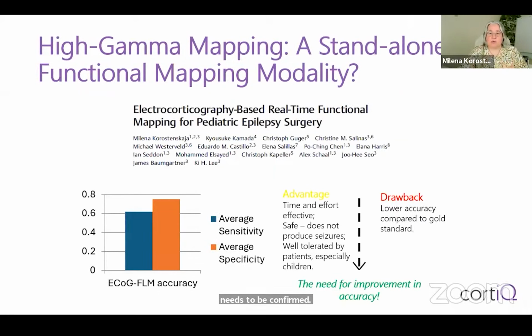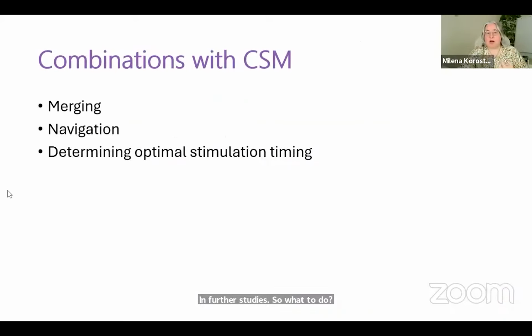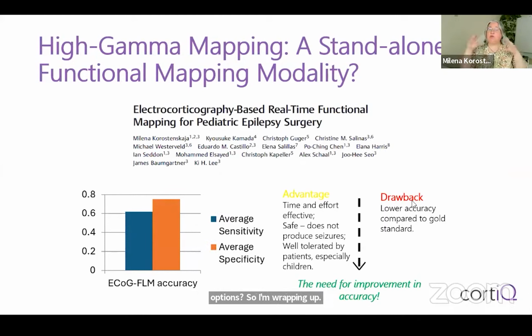So what to do? What are our options? I'm wrapping up. First of all, we can think of using high gamma mapping in those cases when other modalities really cannot help us. When there is a discordance between other modalities, high gamma mapping can definitely add important information. If you remember the first picture that I showed you with all those concurrent overlapping results, you would be able to see that high gamma mapping was showing an area similar to MEG.